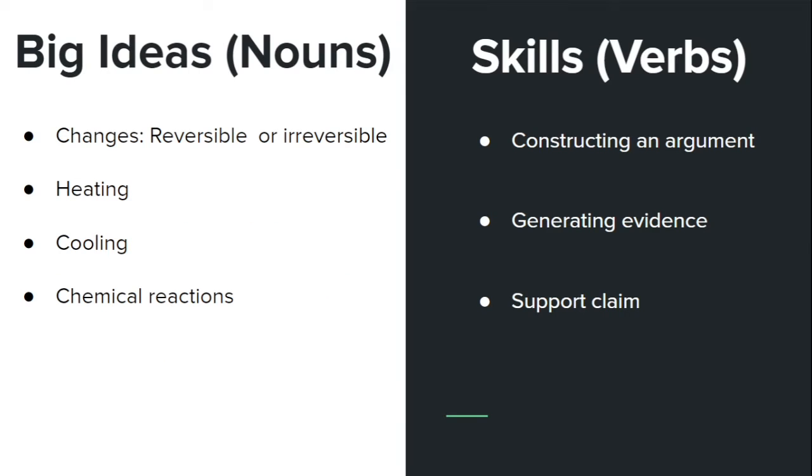So moving on to the big ideas, or the disciplinary core ideas, or nouns of the standard. They are changes, reversible or irreversible, heating, cooling, and chemical reactions. The skills, or the science and engineering practices, or the things that students will do, are construct an argument and generate evidence to support their claim or support the argument.